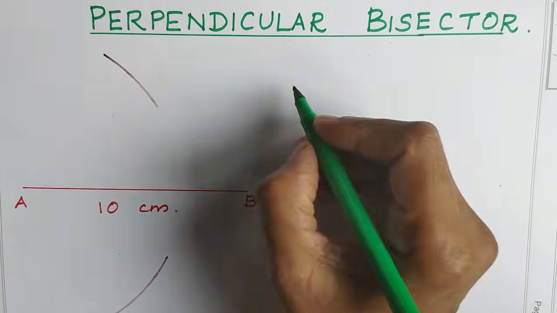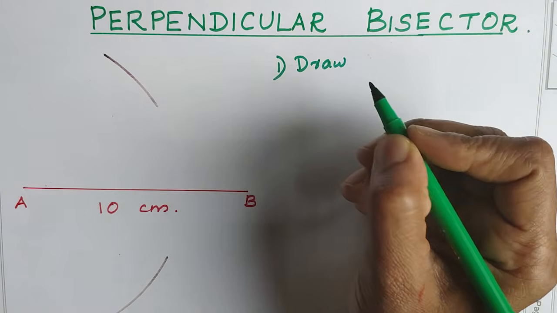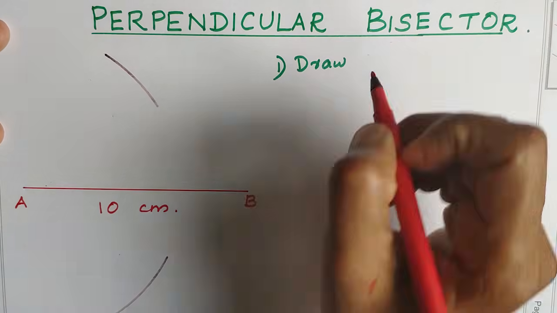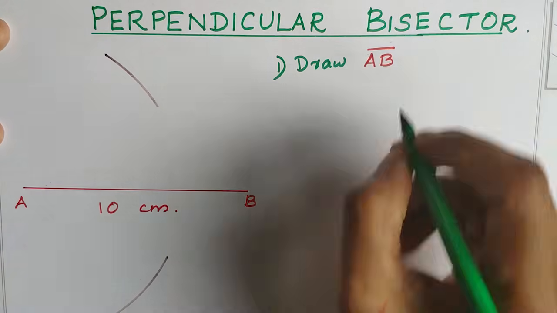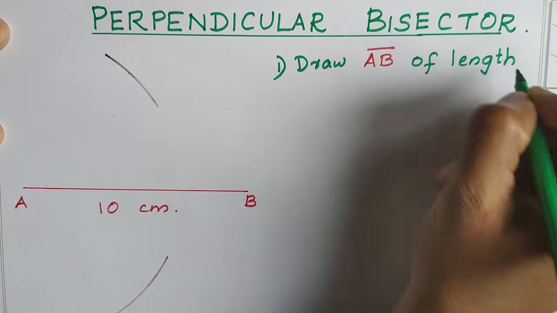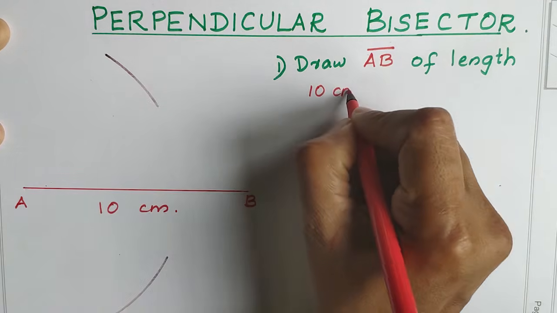So first step is draw line segment AB of length 10 centimeter.